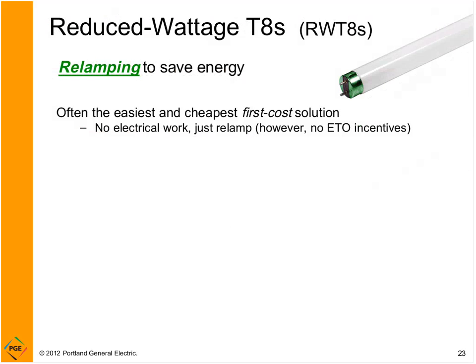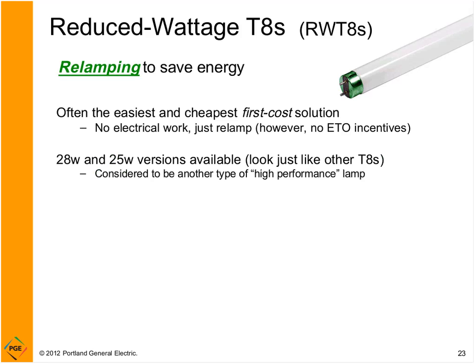You can also use reduced wattage T8s, and these are another form of high performance lamp, but they give off less light. So first, let's look at relamping. If you have an existing T8 fixture, you can simply replace your standard T8s with reduced wattage T8 and save about 10%. Really easy. They look just like other T8s. You just have to read the label.